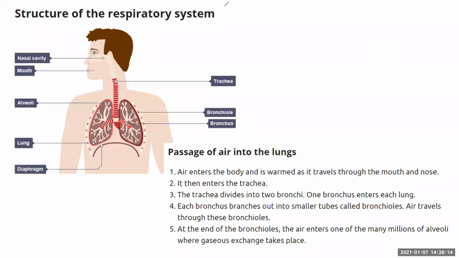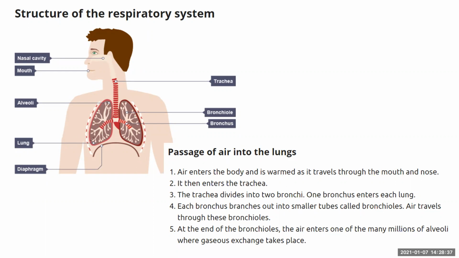Kids, let's do a summary of what we learned this week. We are talking about the structure of the respiratory system. The respiratory system consists of your nasal cavity, your mouth, your trachea, your bronchus, and it will split into tiny little air sacs called your alveoli.